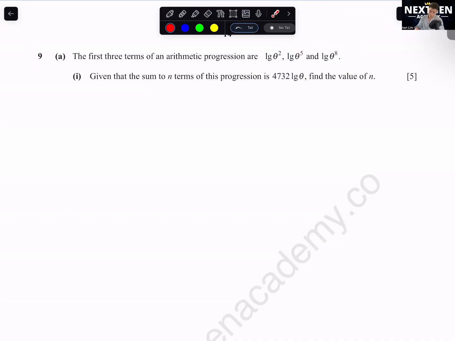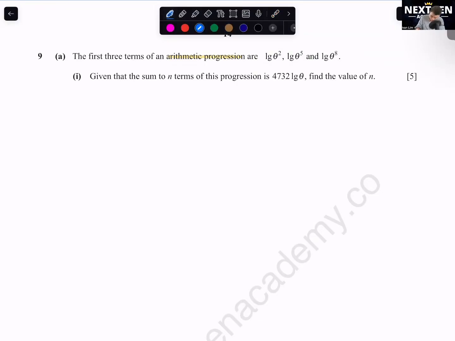What is an arithmetic progression? Arithmetic means you need to find your a and your d. So I have log theta squared, log theta power 5, log theta power 8. I remember I tested my students on this question, and where they got stuck is actually the first step. If you try to do it with log theta squared, log theta power 5, and log theta power 8, can you find your a and d? Cannot.